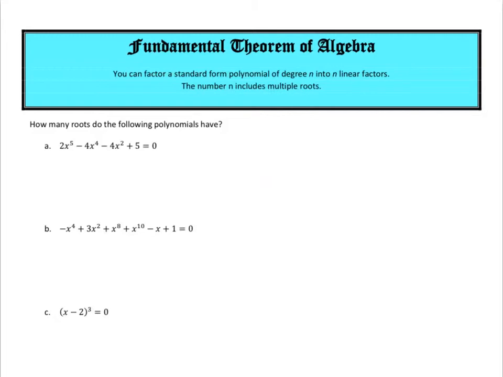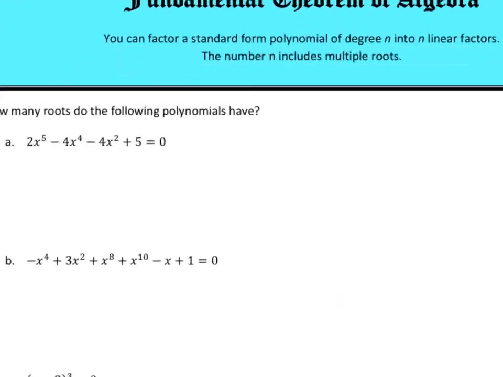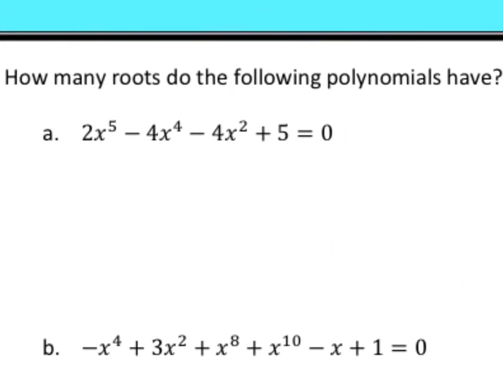It really is. But the basics of this is that if you can factor a standard form polynomial of degree n into n factors, so whatever its degree is, that's how many factors it has. That also means that whatever degree it is, that's how many zeros it has. So if you can get it into standard form and then figure out the degree, you know how many zeros it has.